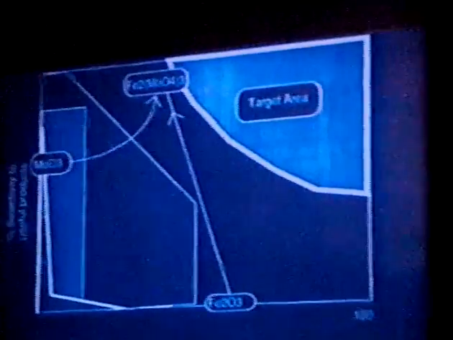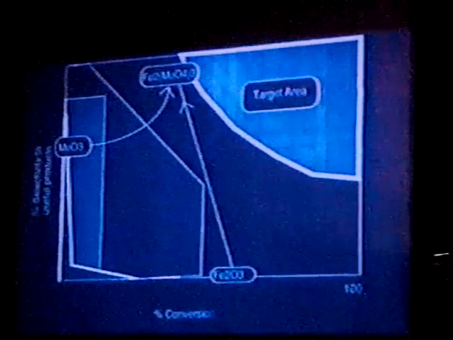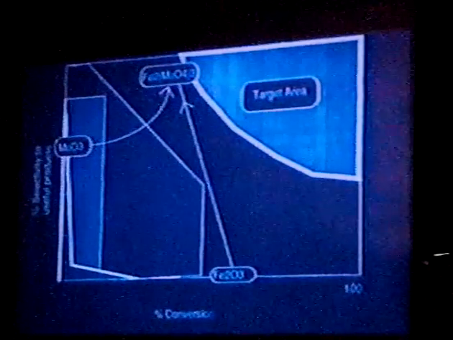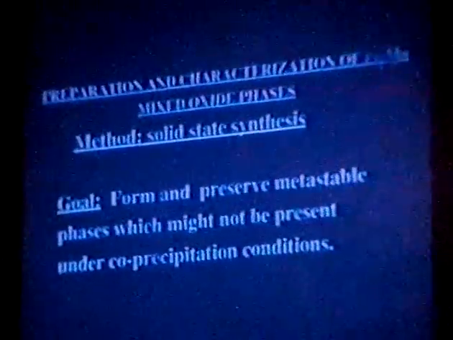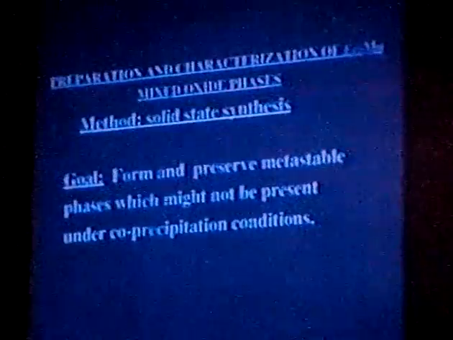Now, for the second part of our talk, iron molybdates are known conventional catalysts for the oxidation of methanol to formaldehyde. So we wanted to investigate how this catalyst would perform in the oxidation of methane to formaldehyde. For the preparation, we used a solid-state synthesis, and our goal here was to form and preserve possible metastable phases and structure defects that are known to be beneficial for selective oxidation.